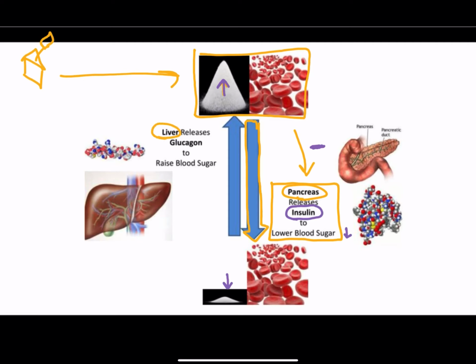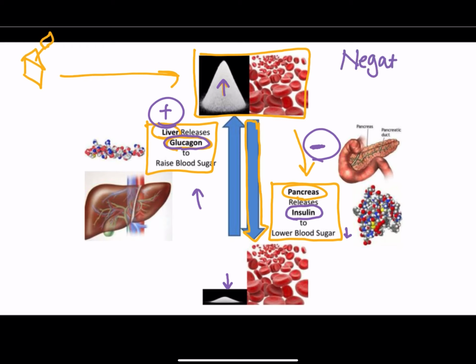When you want it to go up, your liver plays the role. So your liver is going to release a different hormone called glucagon. Okay? Glucagon is going to counteract that. It's going to raise the blood sugar. So now we have the opposite again. Now it's increasing. So we've got a positive and a negative. Well, we have a negative, so we automatically know it's going to be a negative feedback loop.